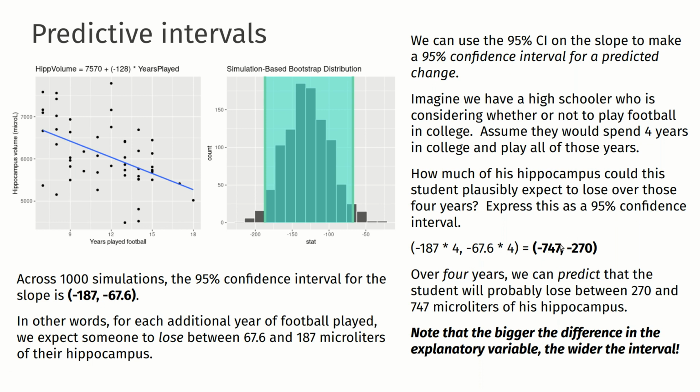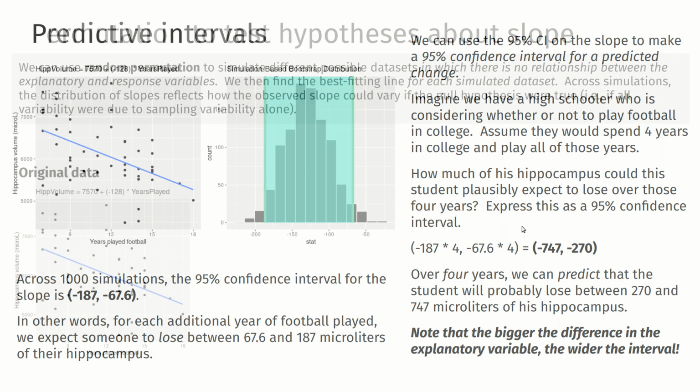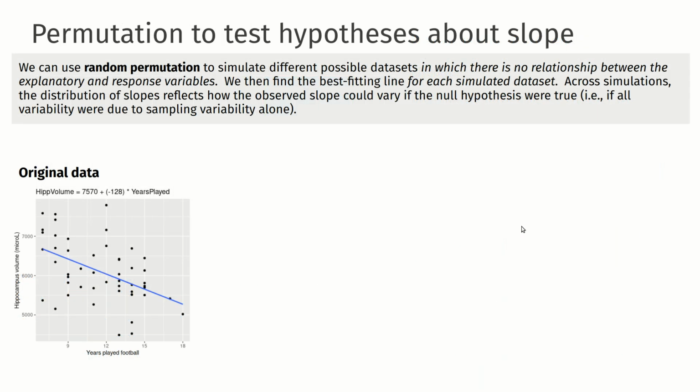But even though it magnifies our uncertainty about the range that the student may lose, it doesn't really change the direction. So we still would expect them to be losing hippocampal volume, which is a question of how much they lose. So that is the story for confidence intervals derived from simulation for linear regression.